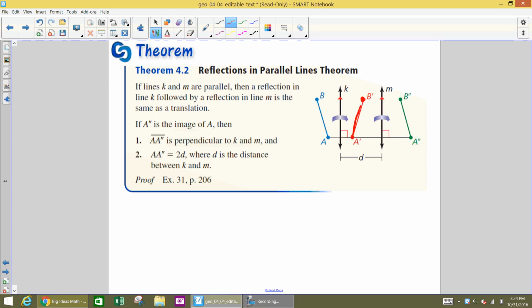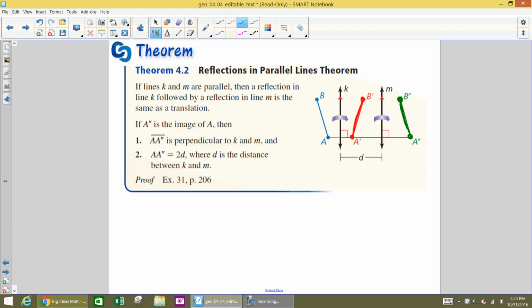Okay, so we're going to make this a little bit darker. It makes it that. So we reflected it across line K. Then we're going to reflect B prime, A prime across line M. We're going to get B double prime, A double prime, because we have this new segment.